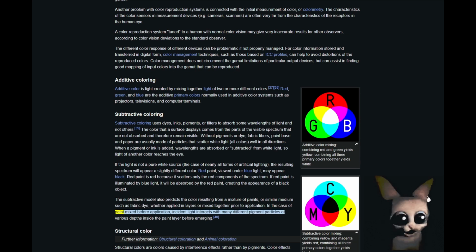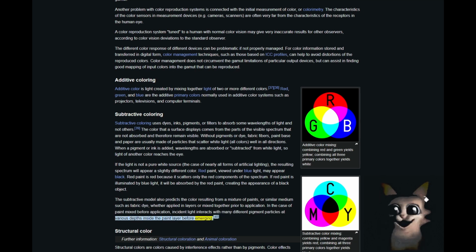In the case of paint mixed before application, incident light interacts with many different pigment particles at various depths inside the paint layer before emerging.